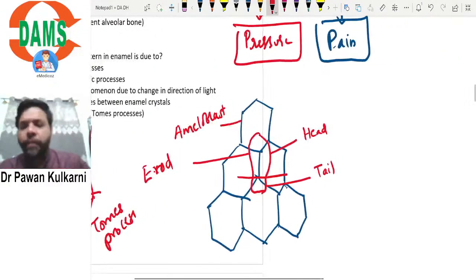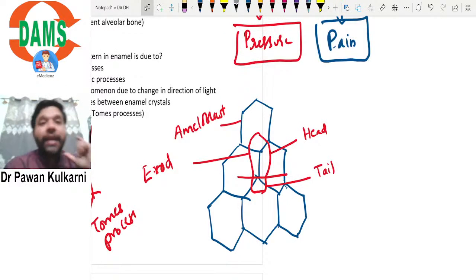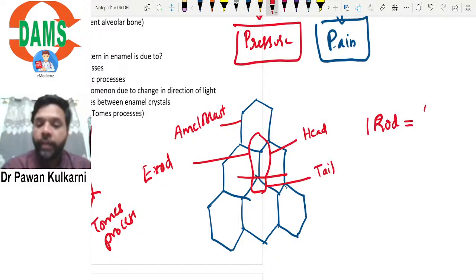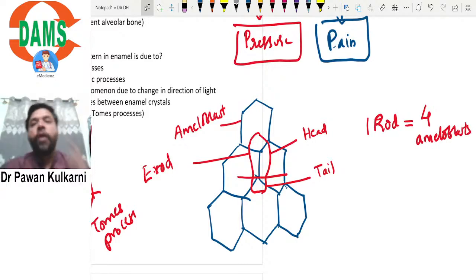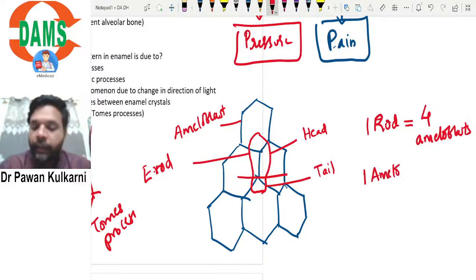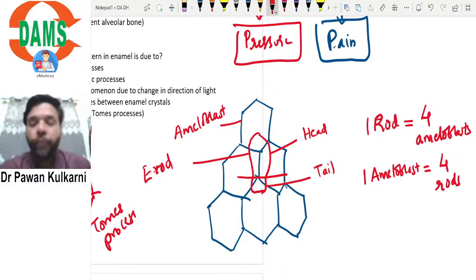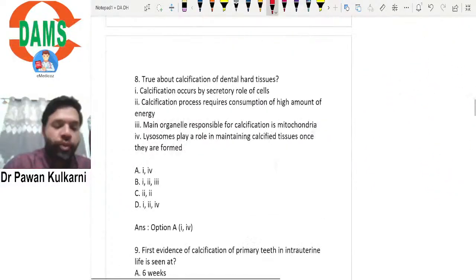Here one important concept you have to remember: one enamel rod is formed by how many ameloblasts? It is formed by 4 ameloblasts. So one enamel rod is formed by 4 ameloblasts. And one ameloblast participates in the formation of how many rods? 4 rods. So this relationship you should know. One rod is formed by 4 ameloblasts and one ameloblast will result in 4 rod formation.